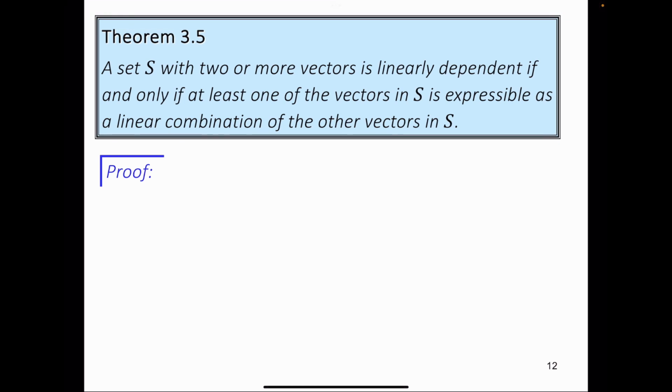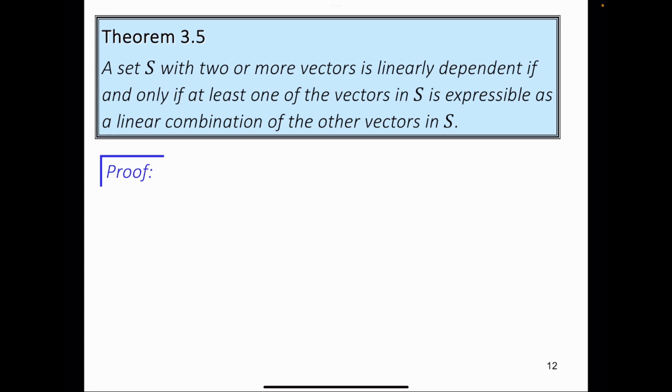Theorem 3.5. This theorem gives us an alternative way to show that a set S is linearly dependent or that a set S is linearly independent. If you can recall the concepts of linear dependence and linear independence that we discussed at the beginning of this section, then you may see that the content of this theorem is similar to the concept of linear dependence and independence that we discussed at the very beginning of this subsection.